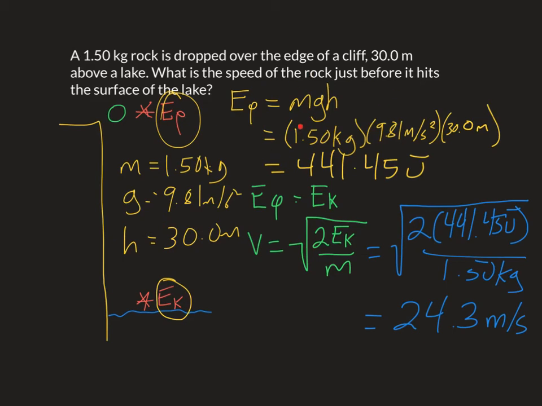Okay, so you see how I kind of used 3 steps to solve that problem. Step 1, find out how much energy it started with. That's what I did in yellow, because it started with entirely potential energy. Step 2, realizing that the amount of potential energy it starts with has to equal the amount of kinetic energy it ends with. And step 3, then using that number in my kinetic energy formula to find speed.